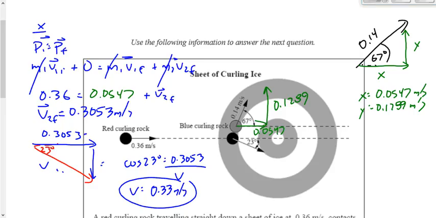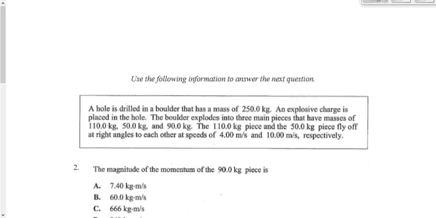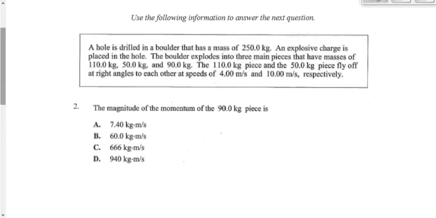Okay, we got one more question, and then we're going to take a break. Multiple choice number two on practice question set number five. A hole is drilled into a boulder that has a mass of 250 kilograms. An explosive charge is placed in the hole. The boulder explodes into three pieces. They fly off at right angles to each other. Okay, yeah, right angles to each other.